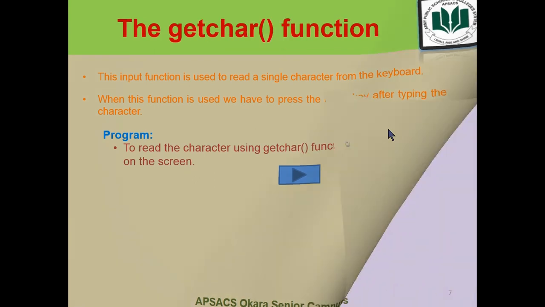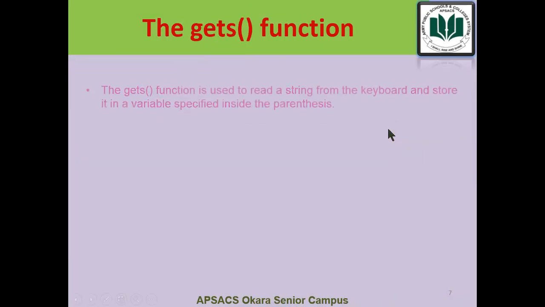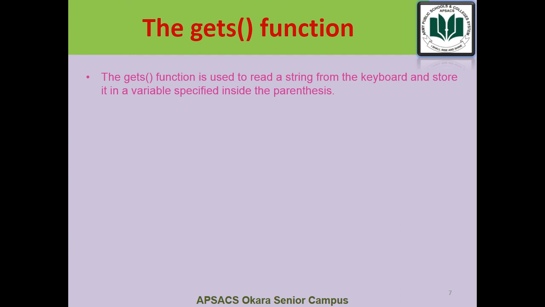Now in the end, we will discuss the gets function in detail. The gets function is used to read a string from the keyboard and store it in a variable specified inside the parentheses. Like in puts, where we displayed the string, in gets we are going to take the string as input from the user. Puts was the output function, and gets is the input function.